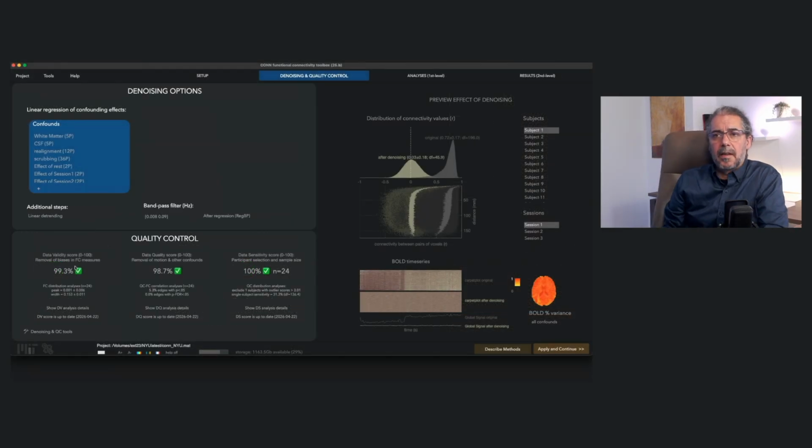Okay, so these are the 3 summary quality control measures that conn uses to quantify the quality of your data: data validity score, data quality score, and data sensitivity score. Each one of them is represented in units of percent, numbers between 0 and 100, and in general higher values represent better quality, and we recommend researchers to try to find denoising strategies that provide at least 95% values or higher in each of these 3 measures. So let me show you these measures in action in this particular dataset.